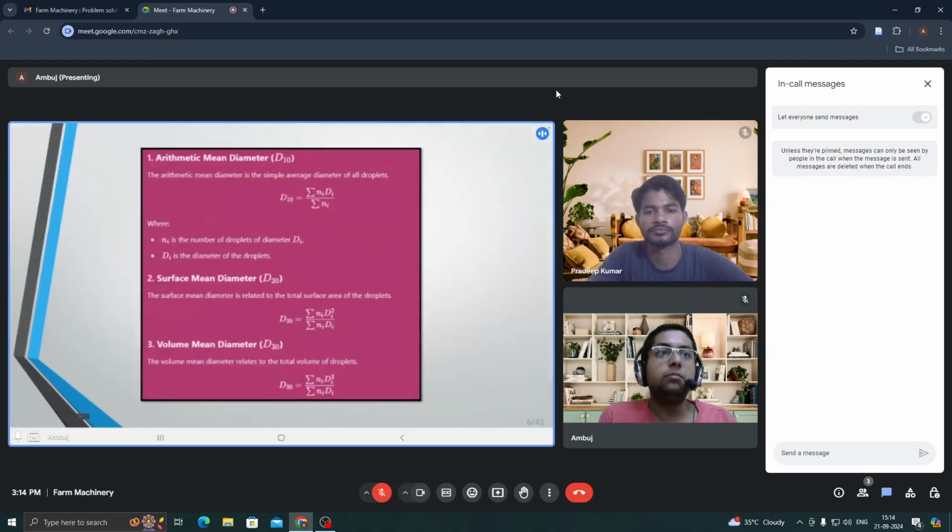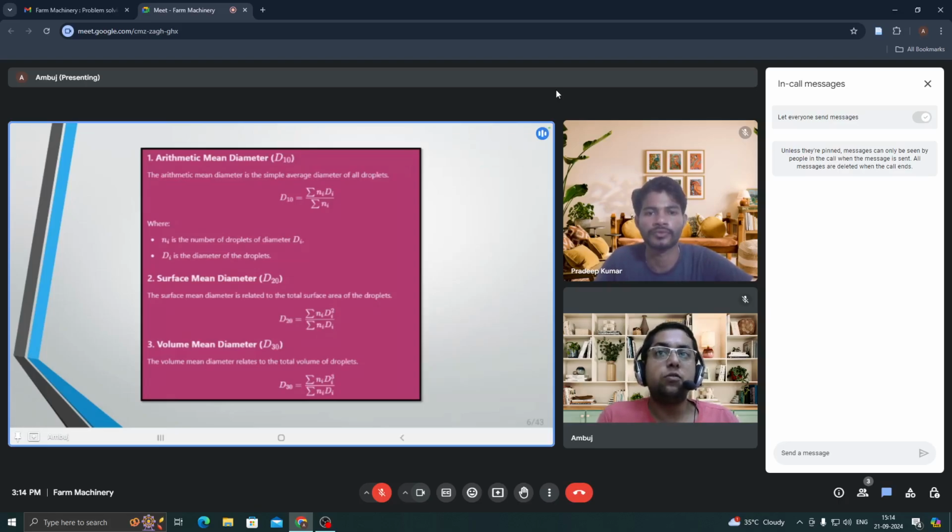Moving forward, other diameters are important for spray droplet characterization. First one is the arithmetic mean diameter, also known as D10. The formula is sigma ni di over sigma ni, where ni is the number of droplets and di is the diameter of droplets. Then D20: D10 was your arithmetic mean diameter, D20 is your surface mean diameter. D20 is sigma ni di square over sigma ni di. Okay, D20, surface mean diameter.